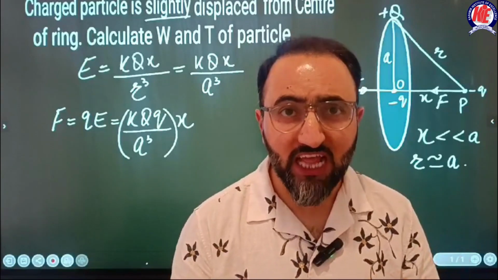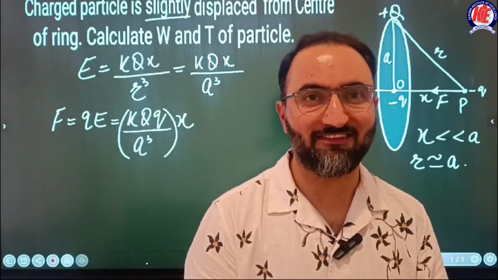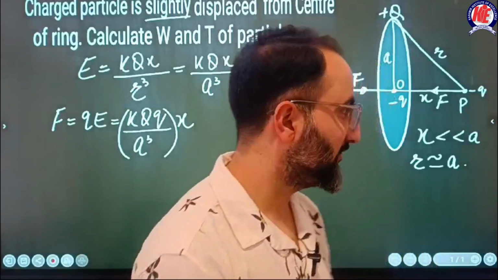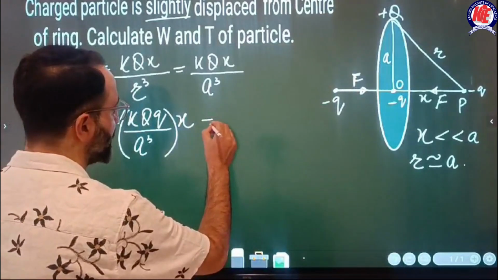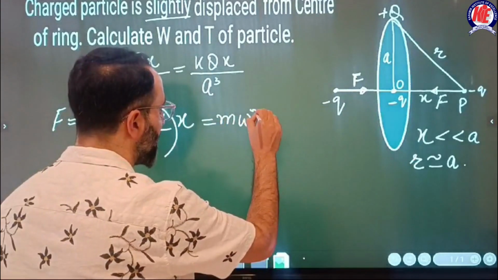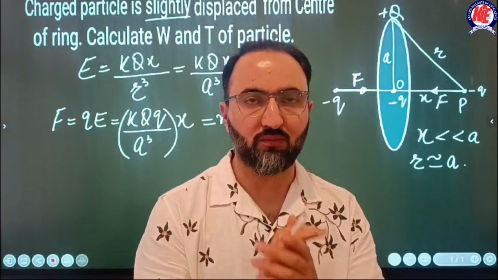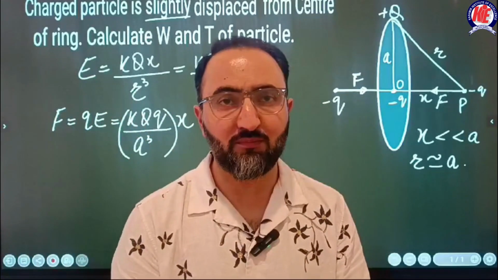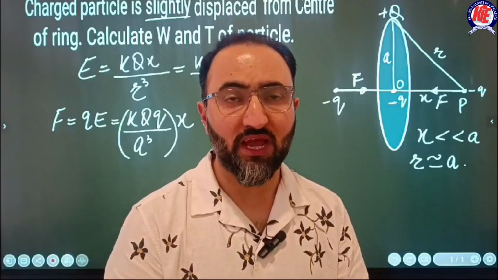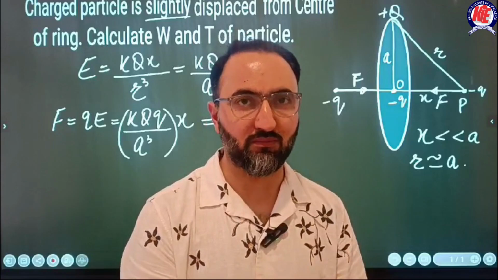How am I going to calculate that? I know the generalized equation for the force in linear SHM, and that is like this: M omega square multiplied by x. We have studied this equation in SHM, simple harmonic motion, the last unit of class 11. Now what is this M? It's the mass of the particle. What is this omega? It is the angular frequency of the particle. And what is this x? It's the displacement from the mean position.